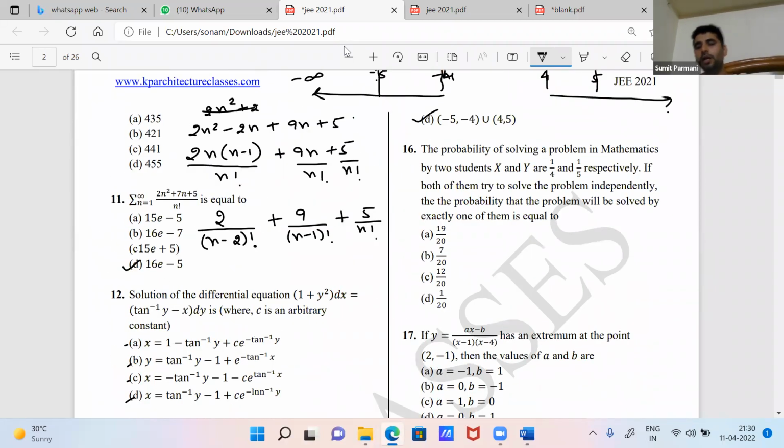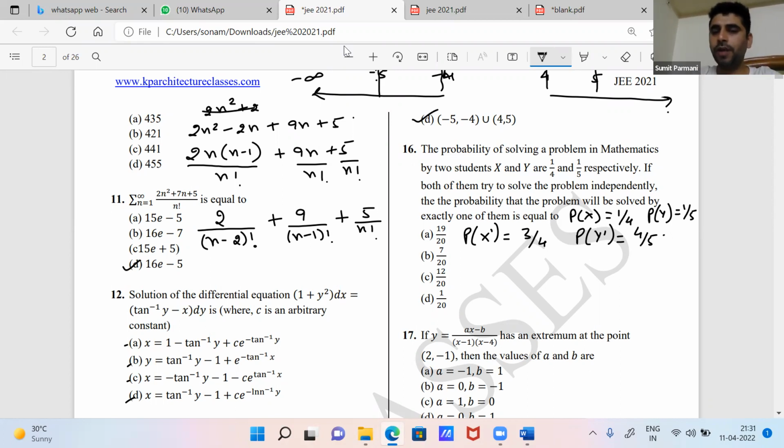16th: the probability of solving a problem in mathematics by 2 students is 1/4 and 1/5. See, P of X is given 1/4. P of Y is given 1/5. So P of X not is 3/4. P of Y not is 4/5. Not solving, not solving.